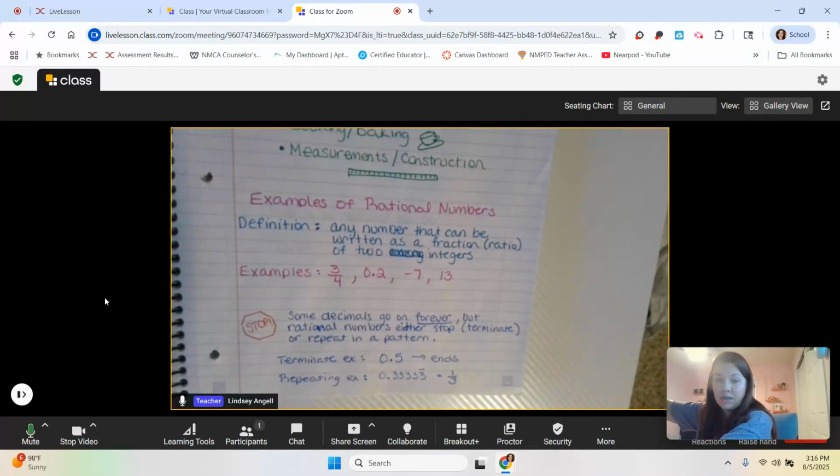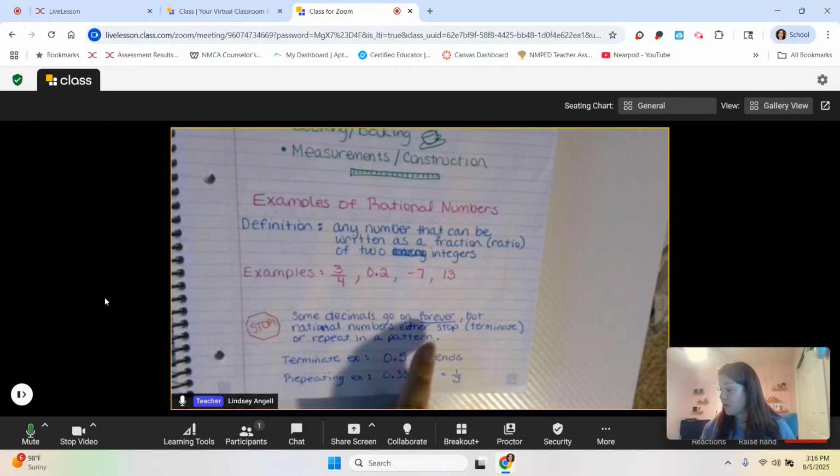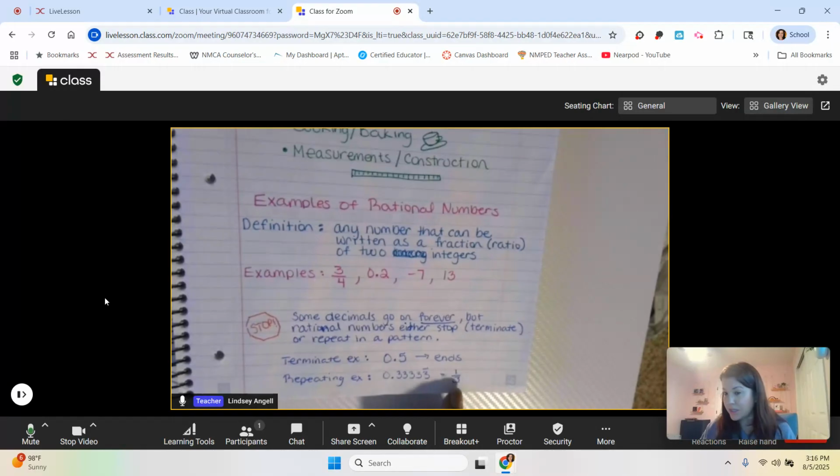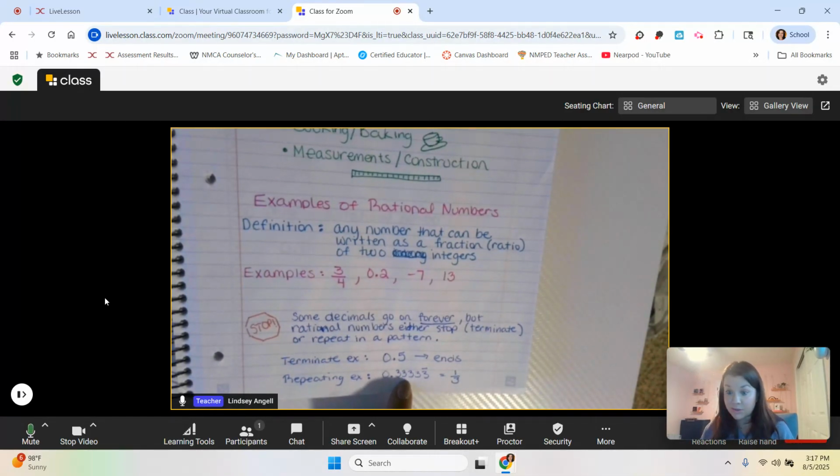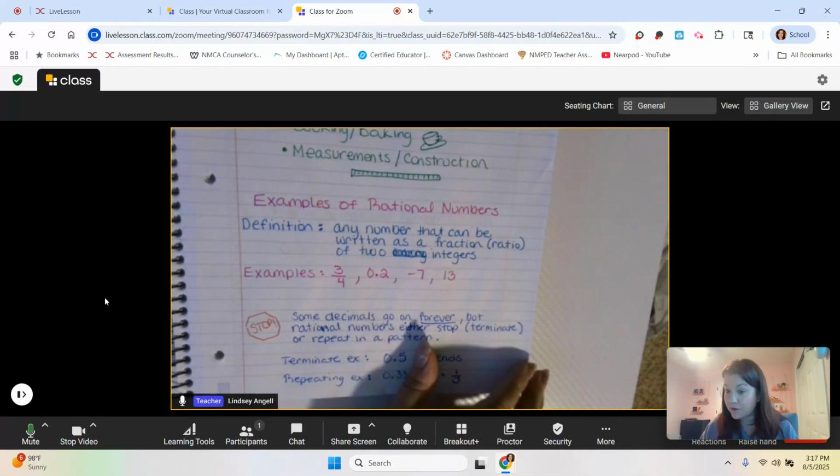Okay, some other important information. All right, some decimals go on forever, but rational numbers either stop, another word for that is terminate, or they repeat in a pattern. And here's some examples for you too. So a terminating example would be 0.5, right? That's an example of one that ends, right? It ends after that 5/10. A repeating example would be like 0.333, and then there's 3, 3, 3, 3, 3, and it goes on forever and ever and ever. This little line can represent that it goes on forever, but it's also equal to 1/3. So that can be written as a fraction, but when you take that 1 divided by 3, even if you just do it in your calculator right now, you're going to notice that that 3 goes on forever. Okay? So I know that was pretty fast. Again, pause the video, rewind the video, get some of that stuff written down in your notes right now, okay?